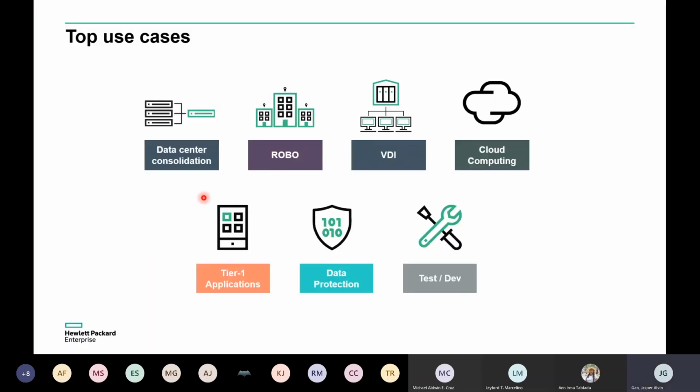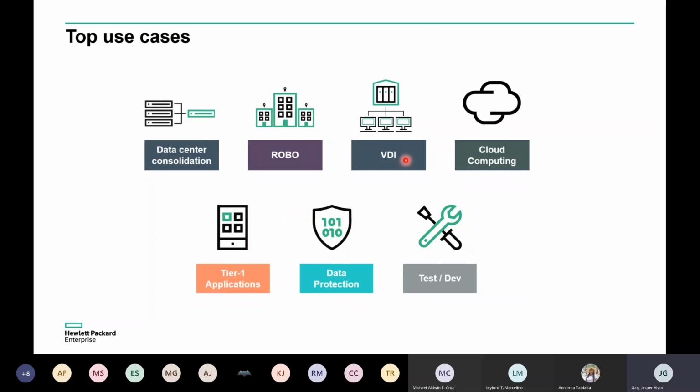Firstly, we have data center consolidation, which is reducing the footprint in the data center to reduce the power, cooling, to have a more efficient and streamlined IT. Next, since we are a group of islands here in the Philippines, ROBO is one of the key use cases of SimpliVity, as well as with the features of WAN optimization. We can send data through and from branch offices located across the Philippines.